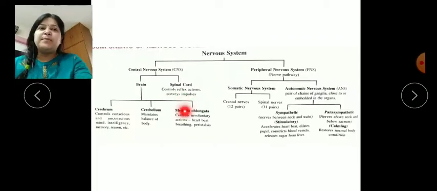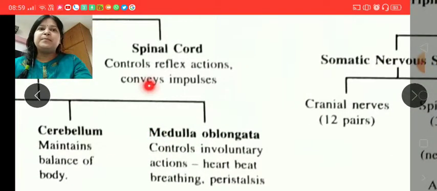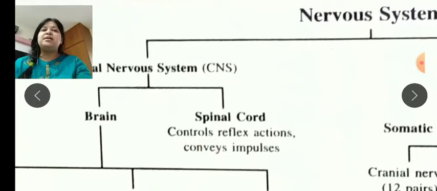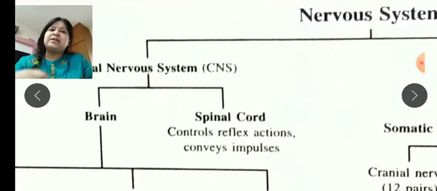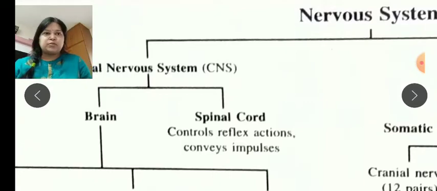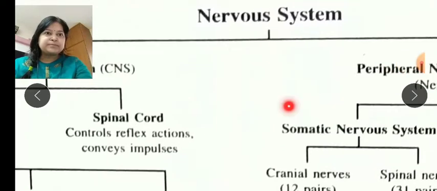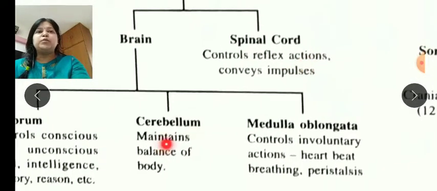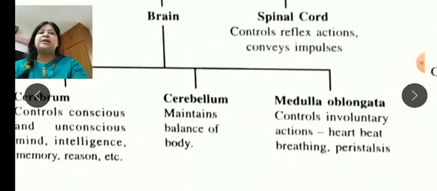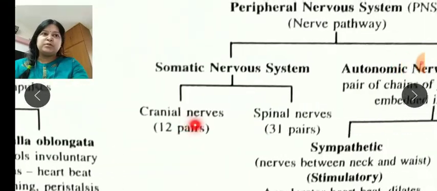So the spinal cord's main functions are that they control our reflex actions and they act as a highway so that they can send impulses in the form of messages from the brain to the other organs, back and forth. Okay, then the brain's three main parts are cerebrum, cerebellum and medulla oblongata. In my last video I have explained this to you.